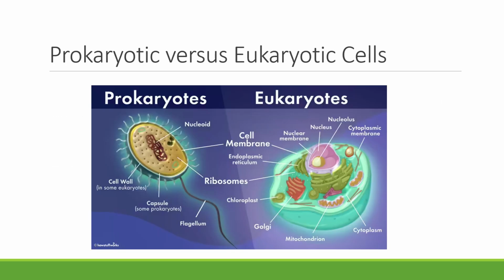So prokaryote versus eukaryotic cells. Prokaryotes, what we do in microbiology. Eukaryotes, what we're focusing on in anatomy and physiology. Just because it's a simpler cell, a prokaryote cell, doesn't mean it's not successful. Prokaryote cells have been around much, much longer than eukaryotic cells. But nonetheless, they are an easier cell to study because they don't have quite as many fancy organelles that we're going to talk about.